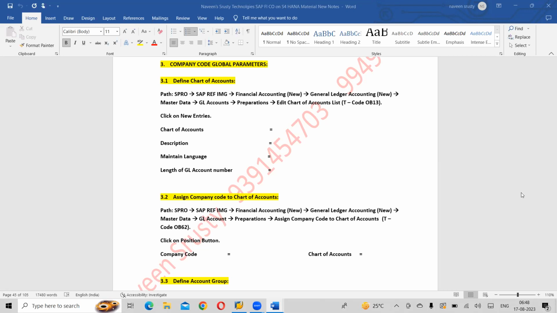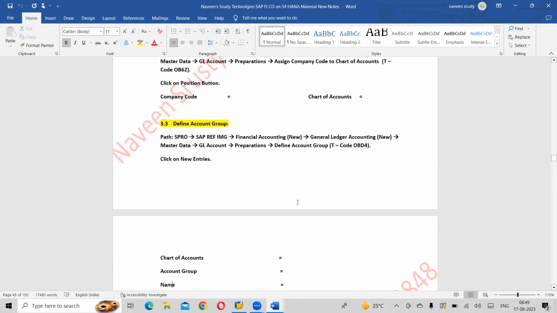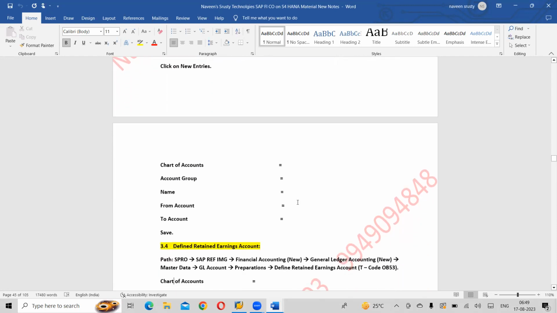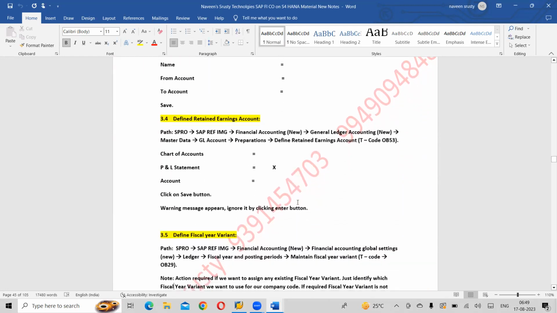So we have completed the definition part and the assignment part. We need to start with the company code global parameters. Before that, there are a total of 3 steps in the basic configuration: enterprise structure definition, enterprise structure assignments, and company code global parameters. Already we discussed defining the chart of accounts and assigning the company code. The next steps are to define account groups, the retained earnings account, and the fiscal year variant.